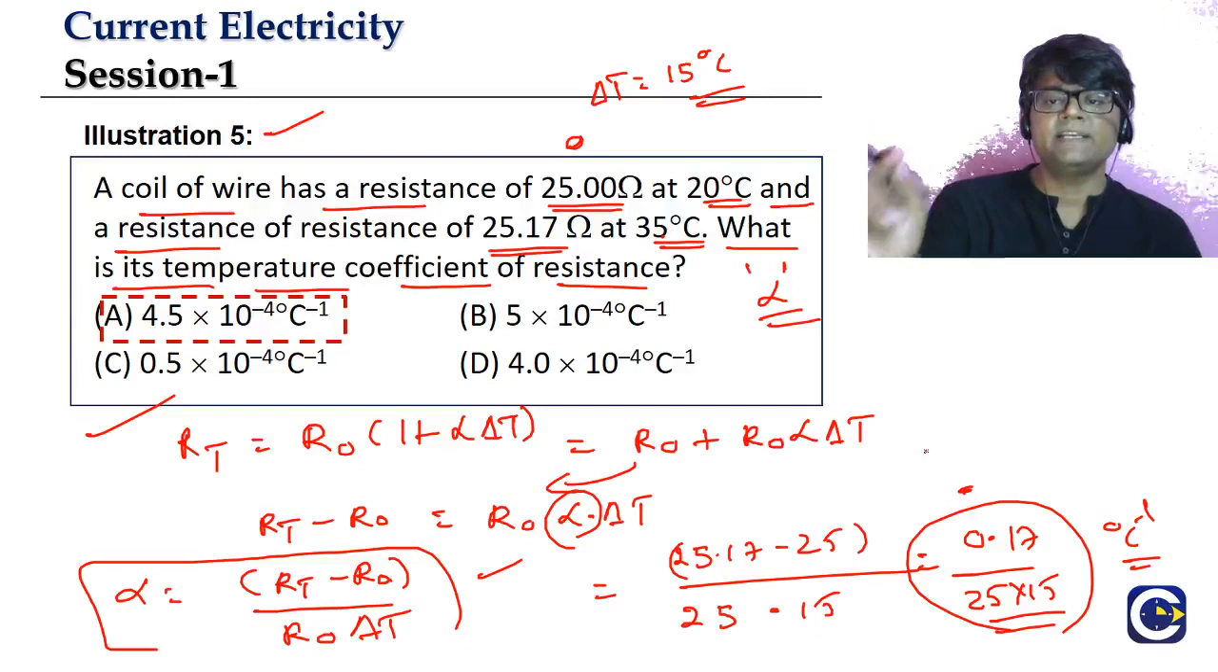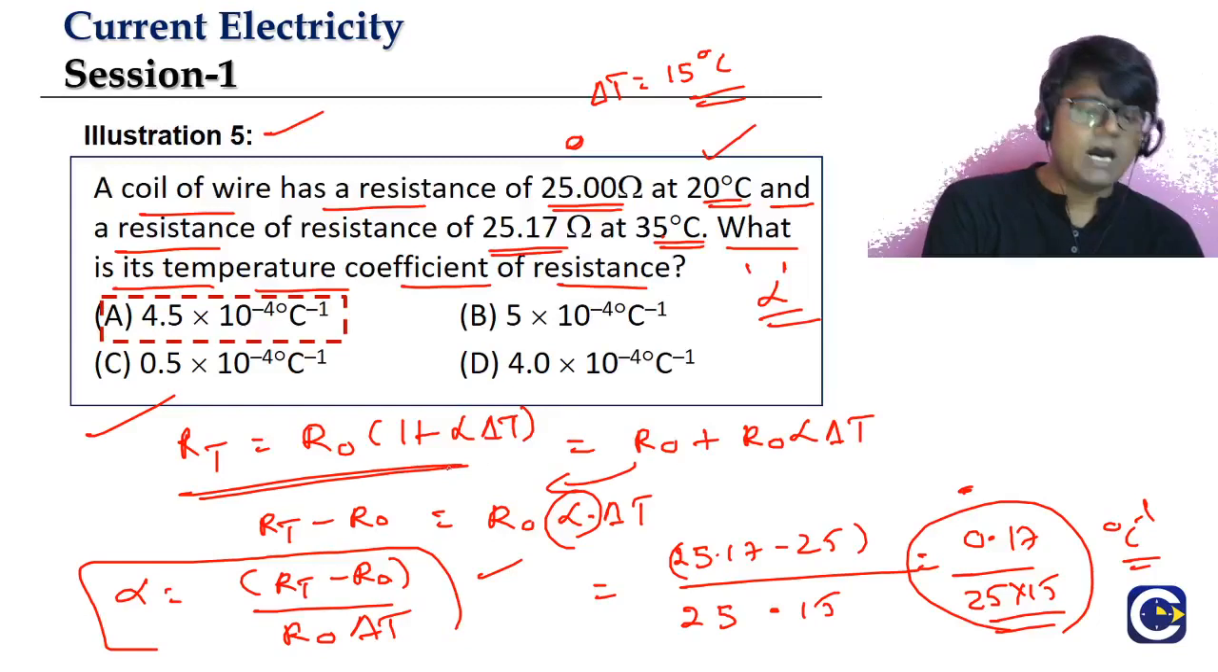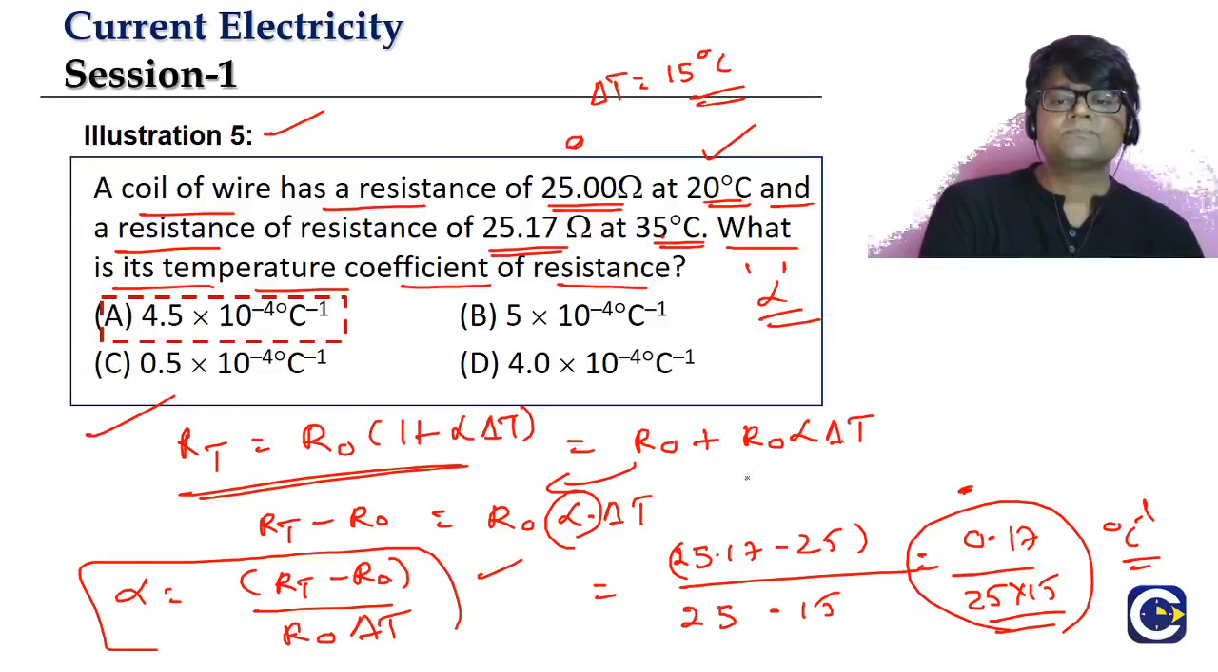Base temperature we are taking as 20 degrees centigrade. So the base temperature is taken as 20 degrees centigrade, the R0 value. Then what is the formula we are having? RT is equal to R0 into 1 plus alpha delta T. And rearranging from this formula, we are getting the alpha value. What is the alpha formula guys? RT minus R0 by R0 into delta T.